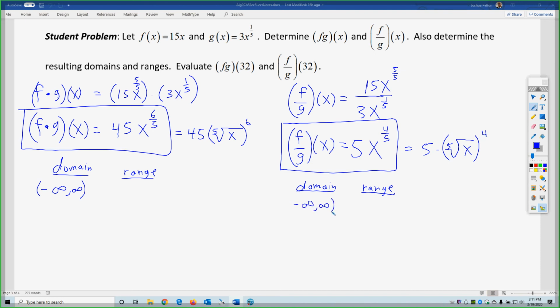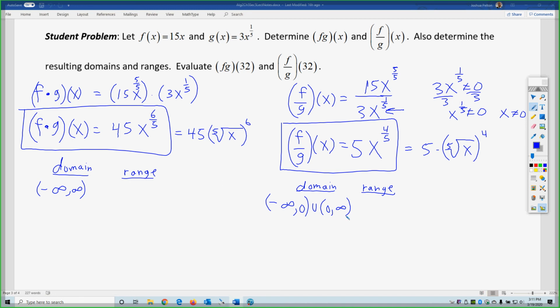However, are there any restrictions on the output? Okay. Well, hold on. We have the denominator here, don't we? Right? So 3x to the 1/5 cannot be 0. So if I divide by 3, x to the 1/5 cannot be 0. So I do the 5th power, x cannot be 0, correct? So therefore there's a hole in our domain here. As a result, I get negative infinity to 0, union 0 to infinity.